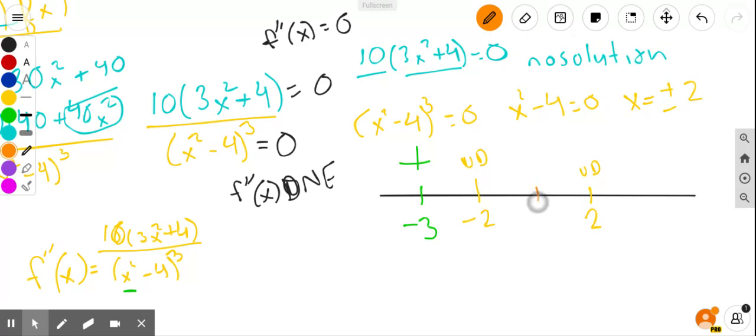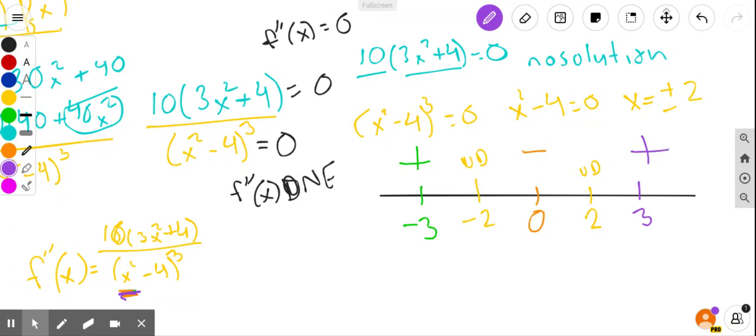I'm feeling lazy, so I'm going to use 0 because I can. Numerator is going to be a positive number. The denominator is going to be, let's see, 0 minus 4 is going to be negative. So third power stays negative. Positive divided by negative is negative. And if I look at 3, well, 3 will play out kind of the same way because 3 squared is the same as negative 3 squared. So I will still get a positive number in the denominator, so I get positive overall.